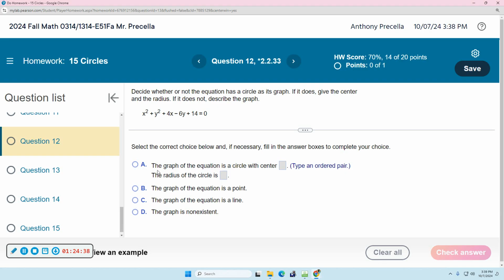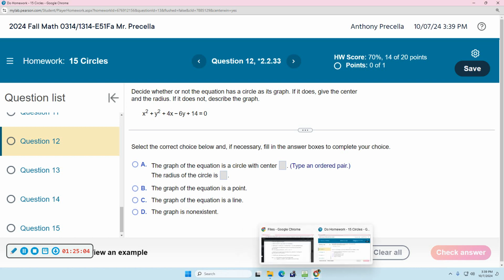I know, if I were guessing right now, I know it can't be response C. Response C, the graph of the equation is a line. Can lines have x squares and y squares? No. So I know they just wanted 4 options. That's why they've stuck on the graph as a line. But we know that's not a line, because if it were a line, you couldn't have x squares and y squares.